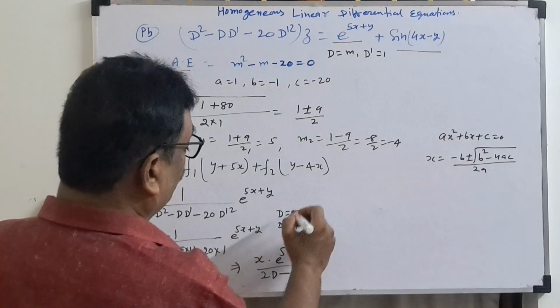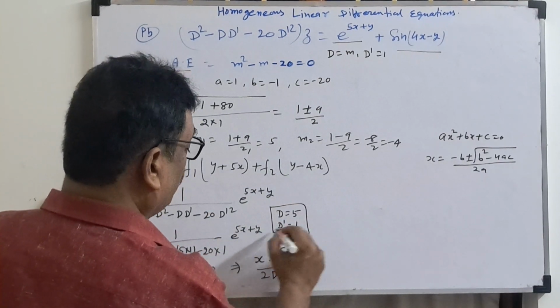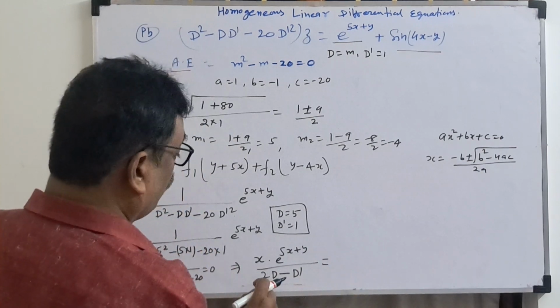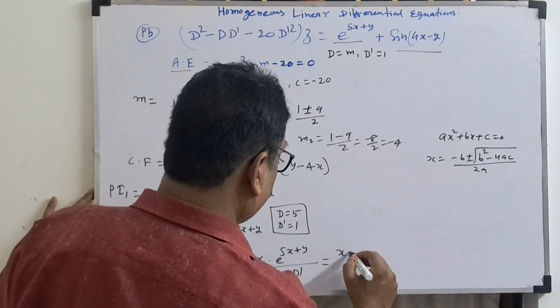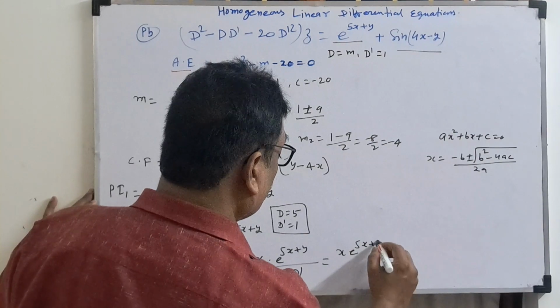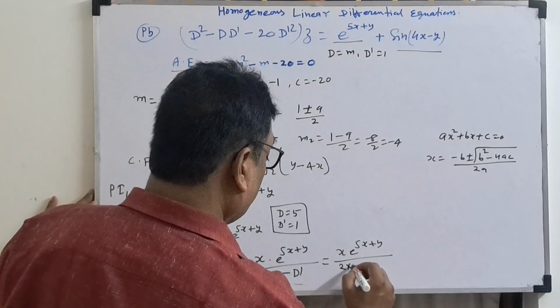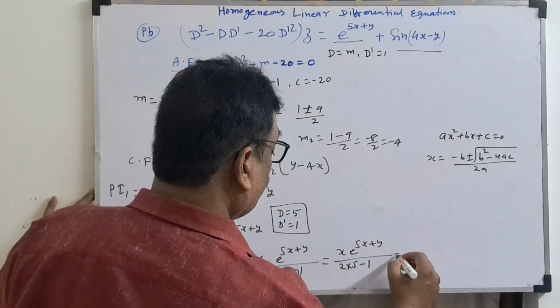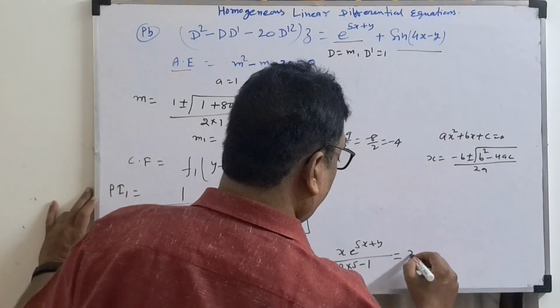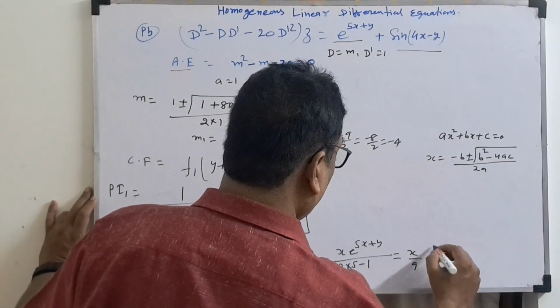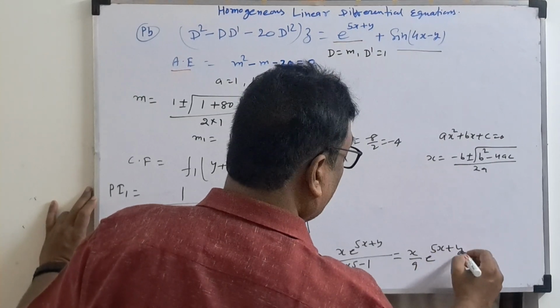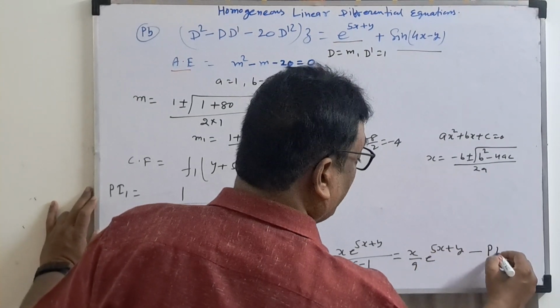Now again we will substitute the same in this part. What is d? D is equal to 5. So here x e to the power 5x plus y as it is we will write. Here substitute d is equal to 5: 2 into 5 minus 1. So what will come? 10 minus 1, 9. So x by 9 e to the power 5x plus y. We got this is pi1.